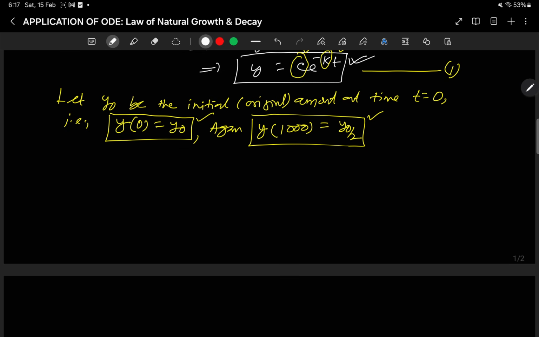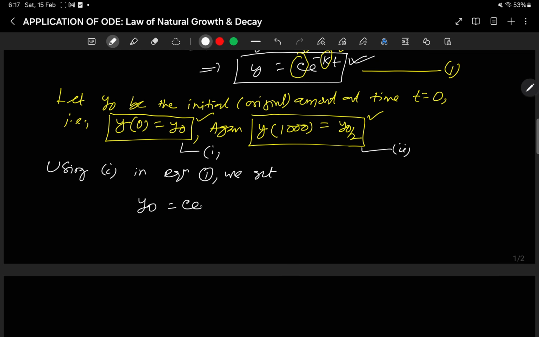So let it be my condition 1, let it be my condition 2i. Using condition 1 in equation 1, we get y0 is equal to c e to the power 0. Means here c is equal to y0, right?